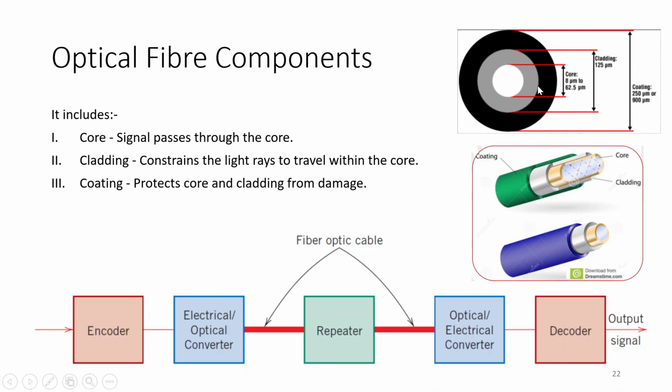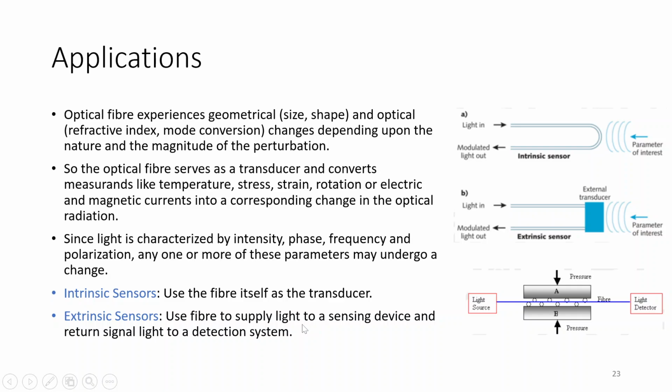The components include the core, which is 8 to 62 micrometers in diameter. Then there is the cladding, which is 125 micrometers. Then the coating, which is 250 to 900 micrometers. These are the various roles of these components. The core passes the signal. The cladding constrains the light rays to travel within the core. The coating protects the core and cladding from damage. These are the applications.